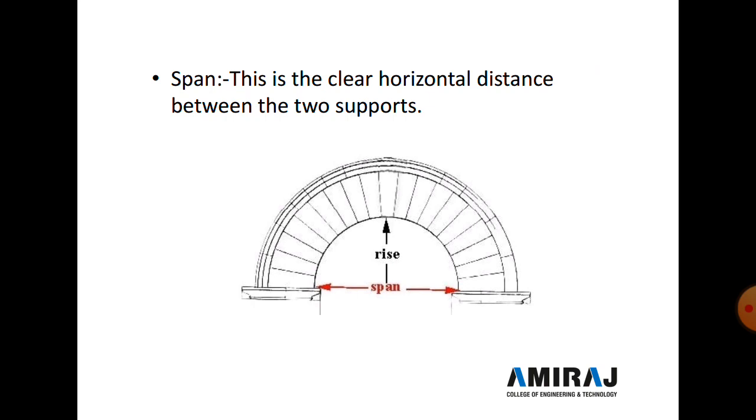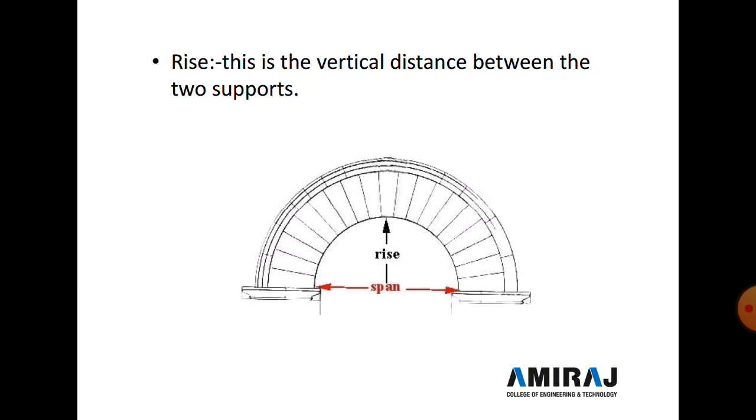Now next is the span. Span is the clear horizontal distance between the two supports. Here two columns or walls are provided, and the corner to corner horizontal distance between them is known as the span. Now next is the rise. This is the vertical distance from the span line to the inner part of the arc, known as the rise.